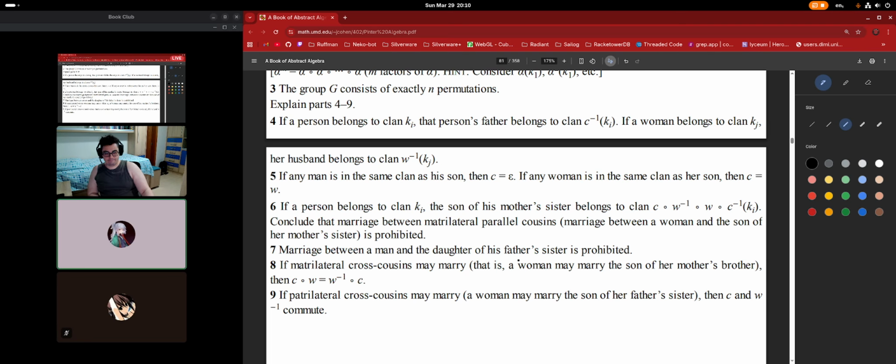Daughter of his father's sister. We already know that C minus 1, W inverse, W after inverse of C gives your uncle. We already know this. If you apply your clan as the input for these three functions at the end here, you always get your uncle.